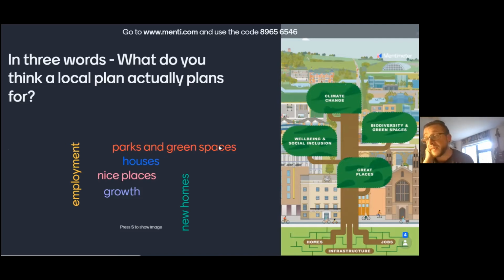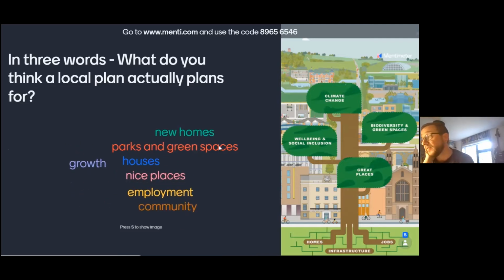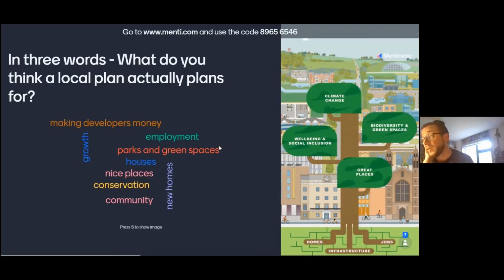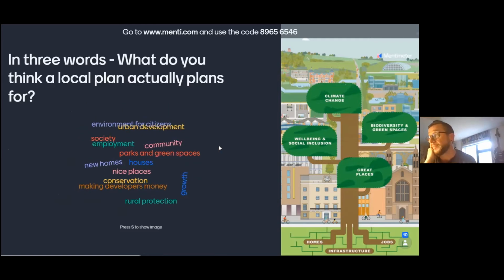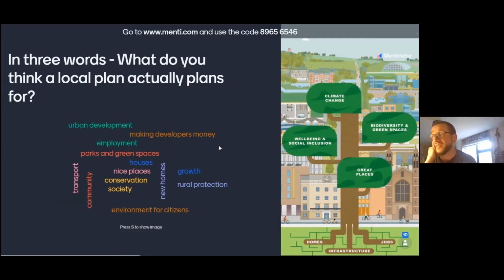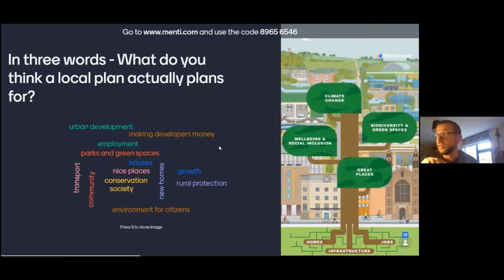Nice places, definitely. And as you'll see from some of our documentation, great places is one of the key themes of this plan. Biodiversity and green space is another key area. And I think one of the really big topics that we're battling with in this plan, that's maybe been slightly different from previous plans, is climate change.